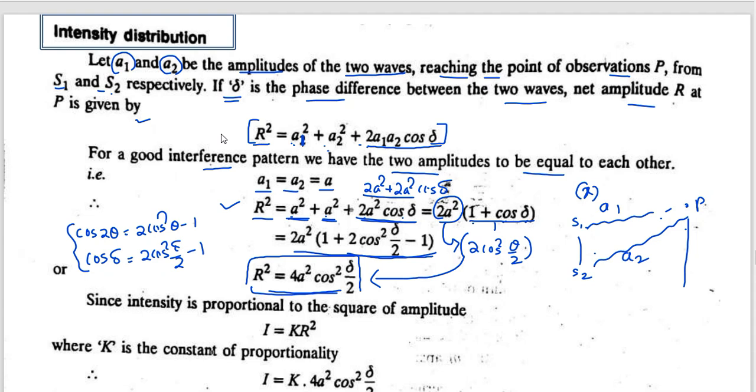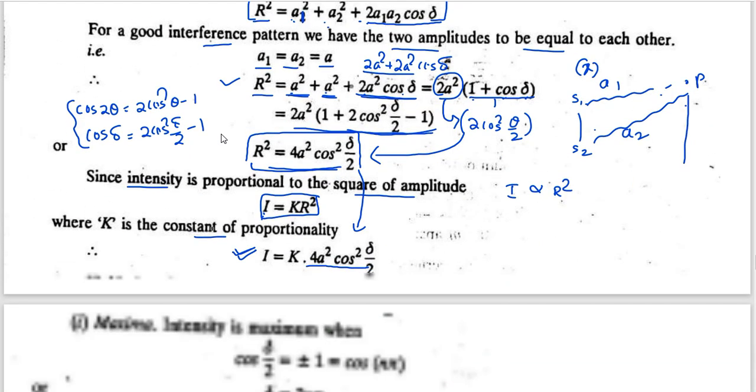Since intensity is proportional to the square of the amplitude, I equal to k r square. K is the constant of proportionality, so I equal to k into 4a square cos square delta by 2. What is I? I is the intensity, which is proportional to the square of the amplitude. So I equal to k r square, with r square equal to 4a square cos square delta by 2.